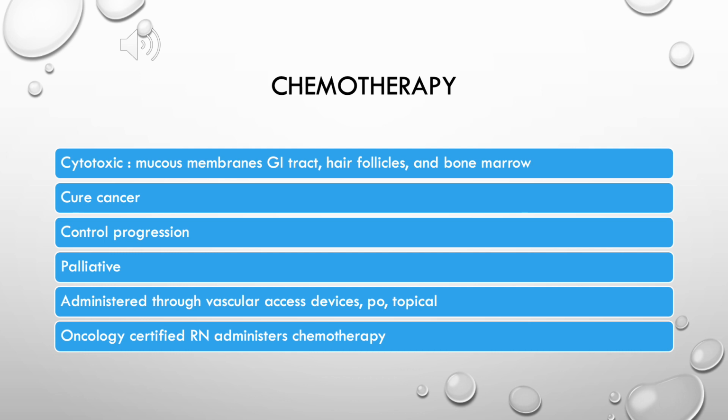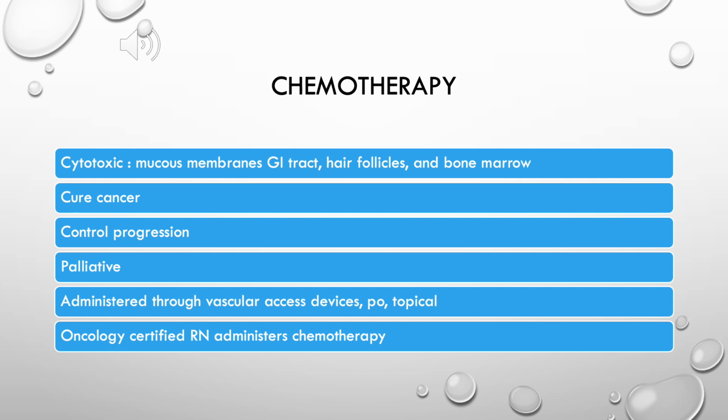Hair follicles. So they could suffer from alopecia, which is balding, and bone marrow, which can cause bone marrow suppression. So that means a low white count, a low red blood cell count, and low platelets. And we're going to get into that because those are super important for you to know the nursing interventions for. Usually chemotherapy IV therapy is delivered through a vascular access device such as a central line or a portacath, and you'll be learning more about that in IV therapy.